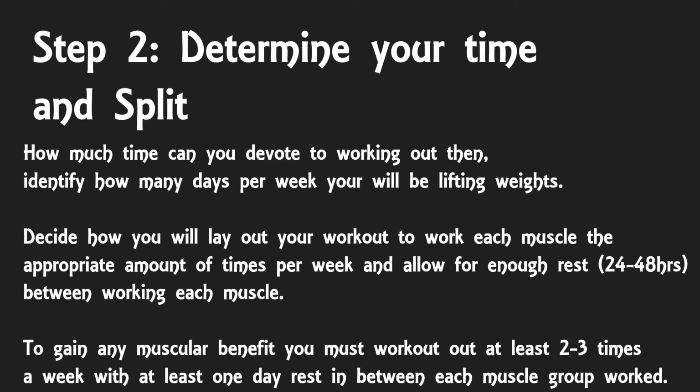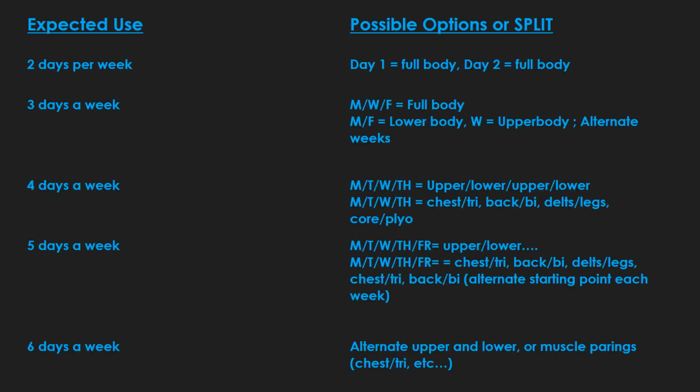To gain any muscular benefit, you must work out at least 2 to 3 times a week with at least 1 day of rest in between each muscle group worked. Here's an example of a split. Here's a 2 days per week. So your split would be day 1 full body, day 2 full body.